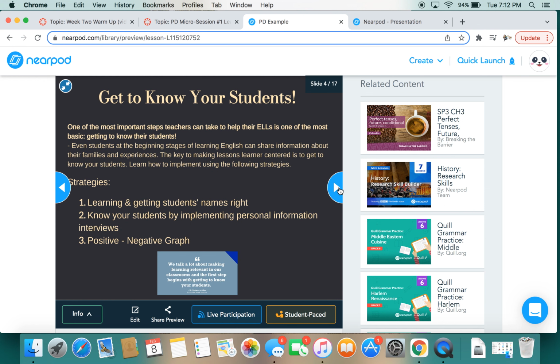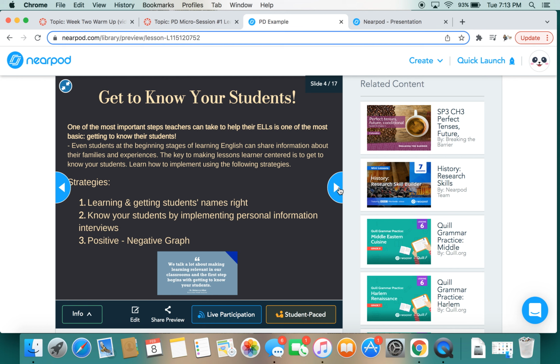First off, getting to know your students. This is one of the most important yet basic steps that we as educators can take to help our ELLs and our emergent bilinguals. I have noticed that even my students who are at the beginning stages of learning English are able to share information about themselves, their families, and any experiences they may have had. And the key to making lessons learner-centered is getting to know them.